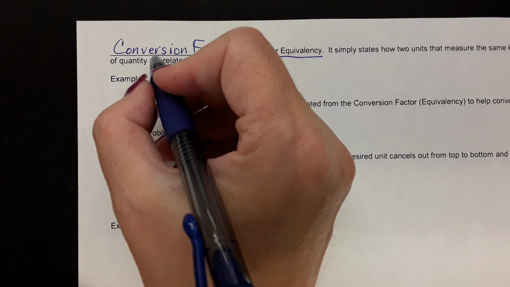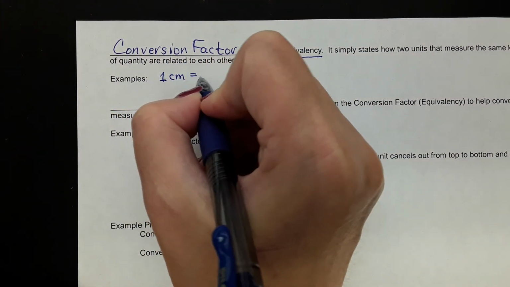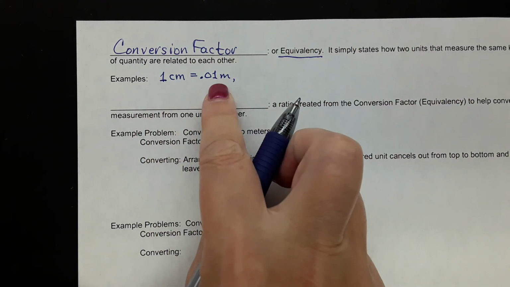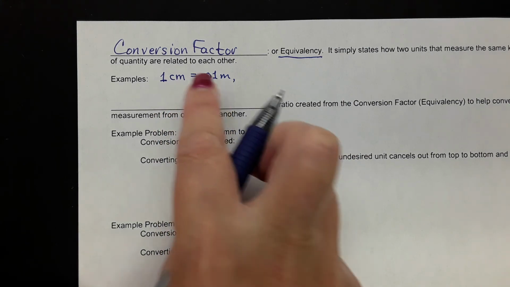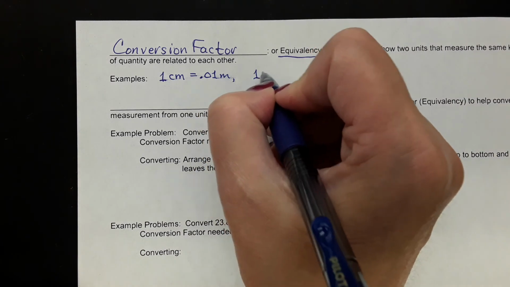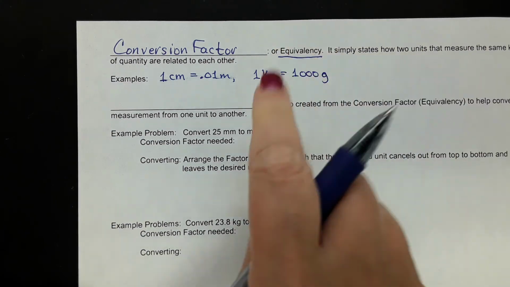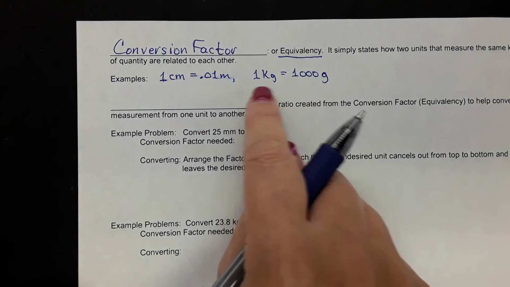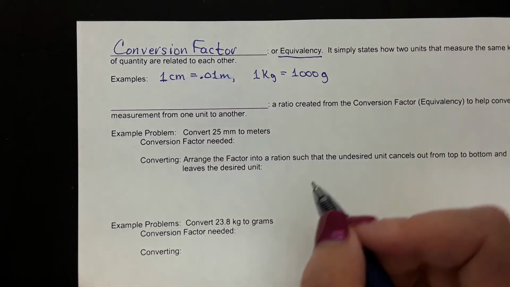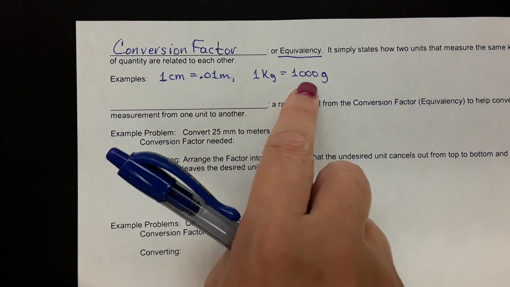For example, we know from our little chart just a moment ago that 1 centimeter is the same as 0.01 meters. That would be an equivalency. This equals this. It's a conversion factor. We can use it. Another example, 1 kilogram equals 1,000 grams. We could use that. That's an equivalency or conversion factor. So this is what we're going to be using to help us convert from a prefix back to the base.